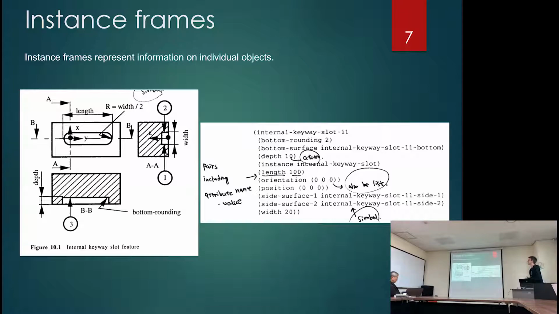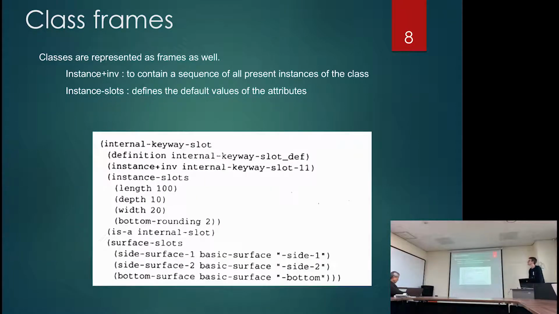So what does it look like? Here we have an instance frame to represent an instance of an object. So if you have an internal keyway slot 11, and that's shown on the left, you can see that we define some dimensions, orientation, positions, the surface positions, etc. Also, frames can represent classes. For instance, if we have a definition of a class called internal keyway slot, and we have a few functions.